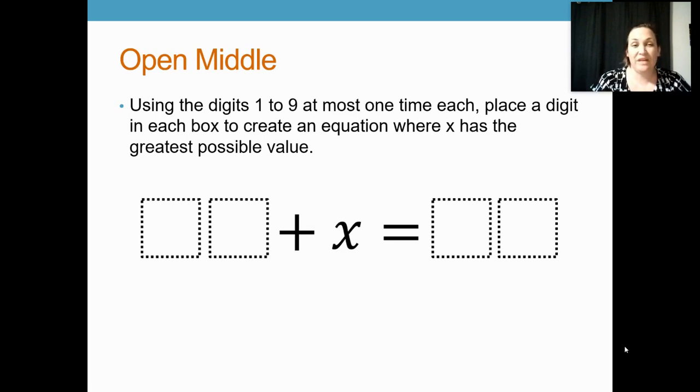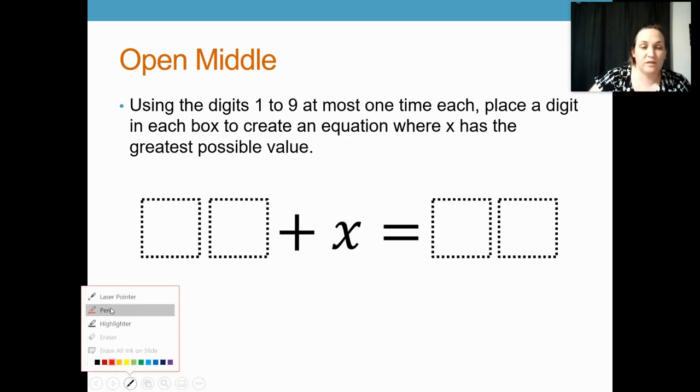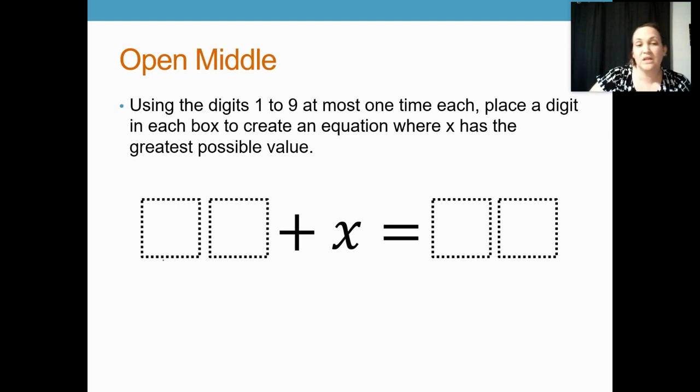Today we're creating an equation. You can use the numbers 1 through 9 at most once each. And then one last reminder before we pause and you try some of these problems: if two boxes are right next to each other, that means this is a two-digit number. So remember, this is the tens place and this is the ones place. And same thing over here.